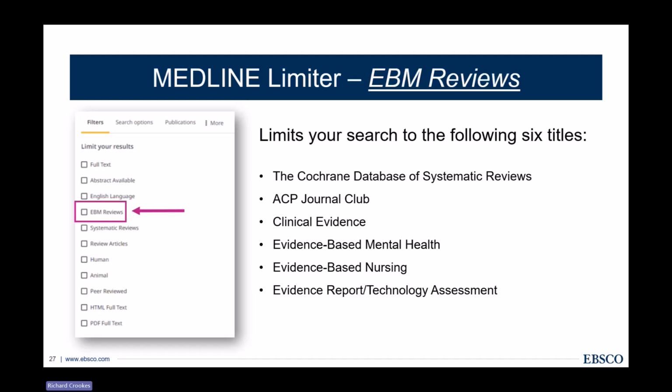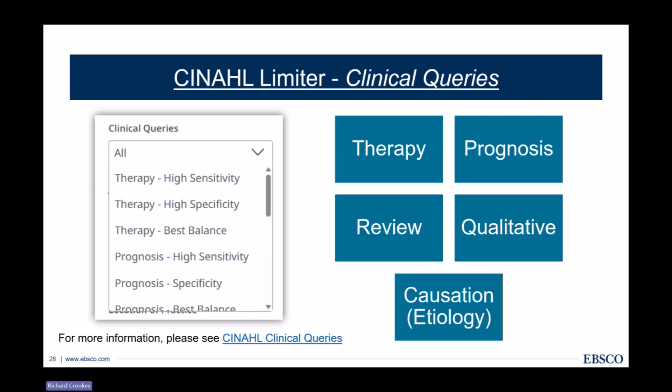Now, both CINAHL and MEDLINE have clinical queries filters. These have been developed with the Health Information Research Unit at McMaster University in Canada. So these include for CINAHL, therapy, prognosis, review, quantitative research, and causation or etiology. And you see with the screenshot for each of these strategies, each of these research areas, there are 3 strategies. High sensitivity, which is the broadest search, high specificity, the most targeted search, and then the best balance between the two. So I'll show you where you can find that information.